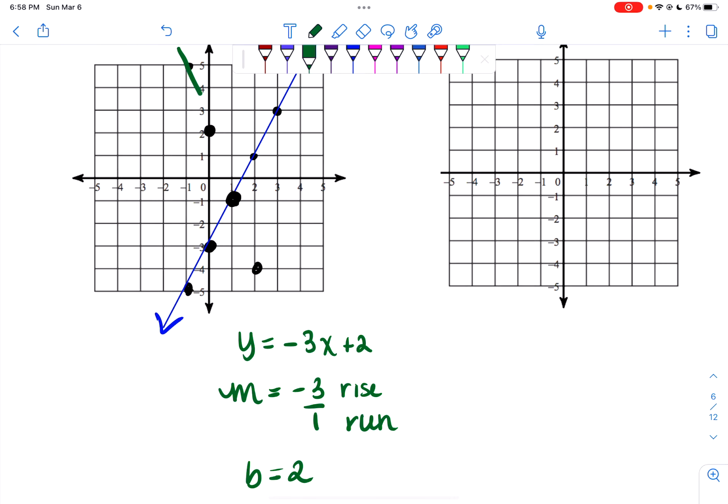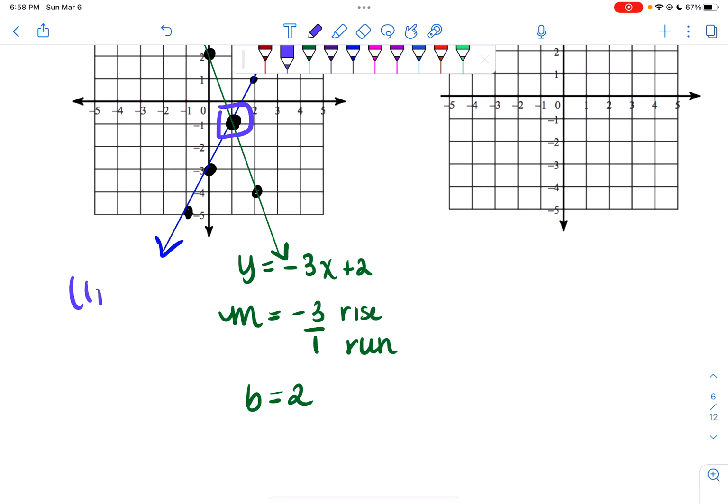I now have all my points plotted, and I'd like to see where they intersect, and they intersect at a very nice point right here at 1, negative 1. And that's my final answer.